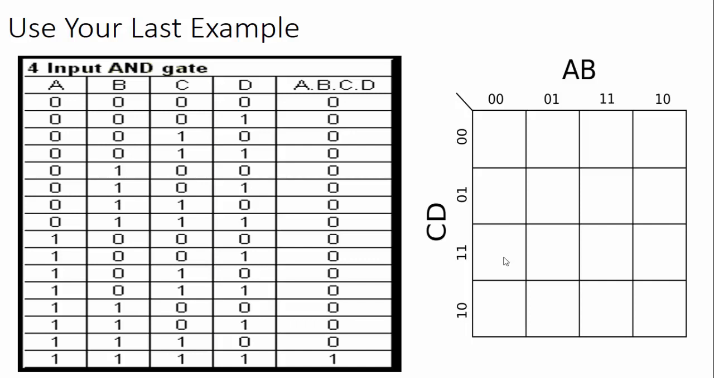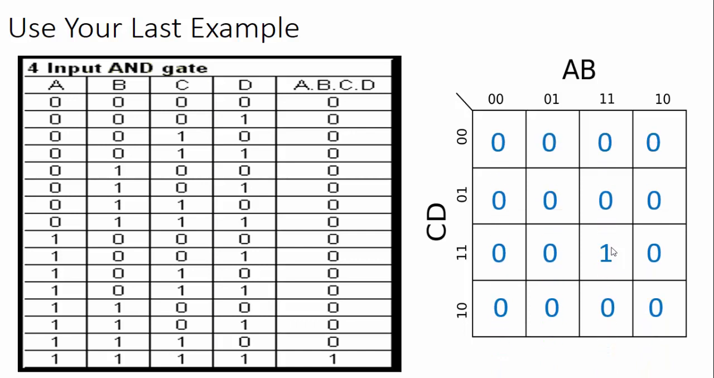Okay, so what we're going to do is we're going to find out where the 1 is, and there's only one 1 on here, and that's when everything is a 1. So here is where A and B is 1 and 1. C and D is 1 and 1. That's where my 1 goes. That's the only one that works. Zeros in the rest. And then I circle my largest grouping of 1s.